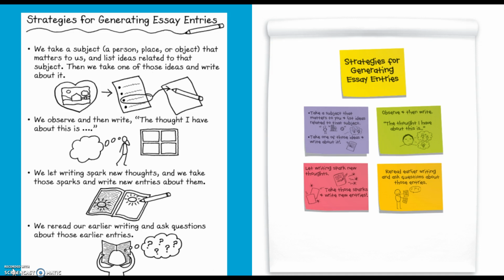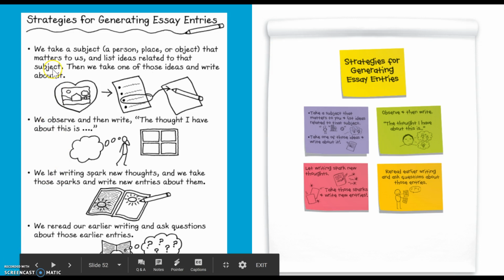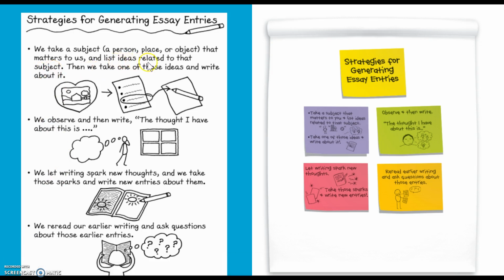So here are some strategies that I wanted to offer to you for writing essay entries, and I just want you to take a look at these anchor charts, and I want you to look at how we take a subject that matters to us and we list ideas related to that subject. So that is the big part that I want you to focus on, is right here, that they list the ideas and they relate it to the subject. Then you take one of those ideas and write about it.